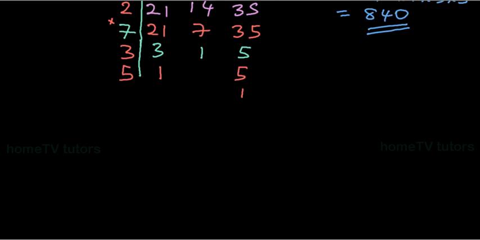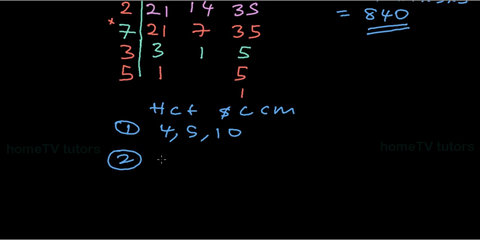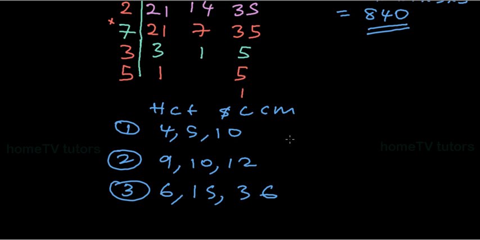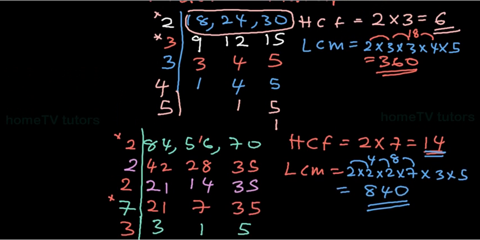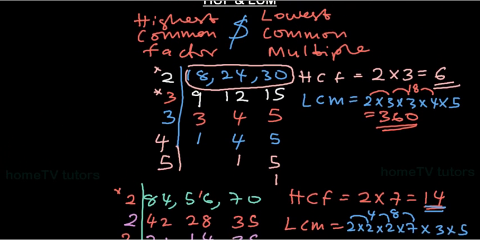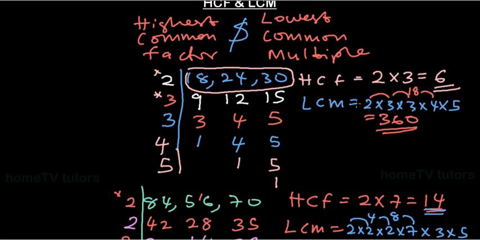So I want you to work this out on your own. Find the HCF and the LCM of the given numbers. This is 1: find out for 4, 5 and 10. Find out for 9, 10 and 12. And find out lastly for 6, 15 and 36. If there's anything you don't understand, it's so simple to understand. Just replay the video and you will understand how this is done.